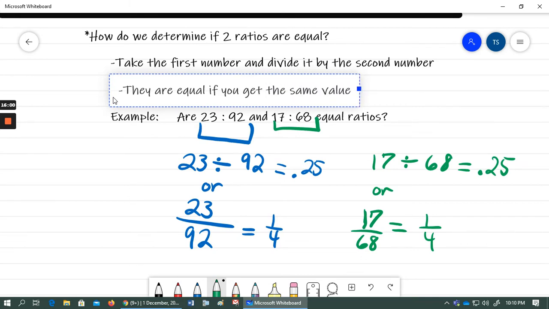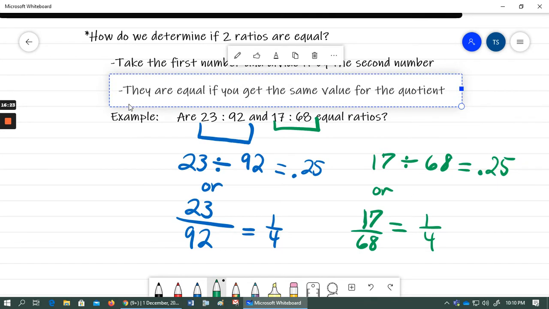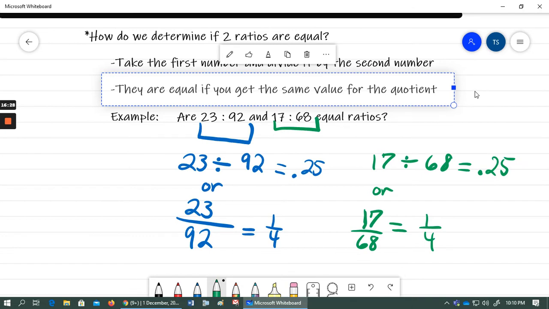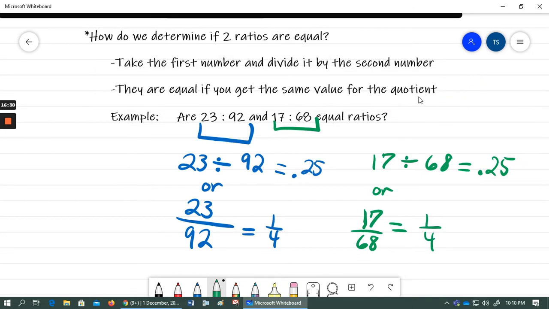They're equal if you get the same value for the quotient. And everybody should know that a quotient is the result of dividing, right? Okay, I'm glad y'all know that. Awesome. They're equal if you get the same value for the quotient. When we say quotient, we're talking about the result that we get after dividing. So if you get the same result after dividing, then you know that those two ratios are equal. All right, moving on.